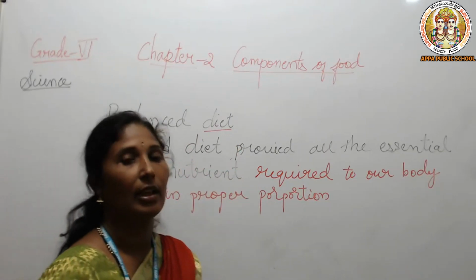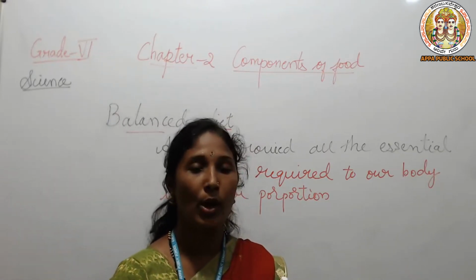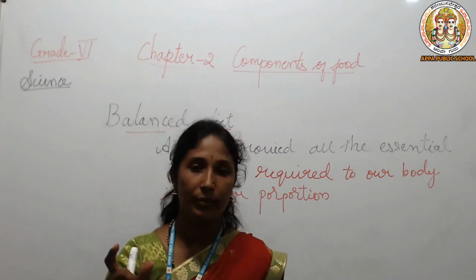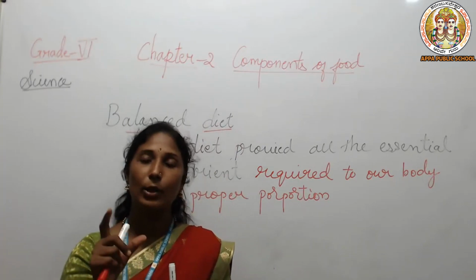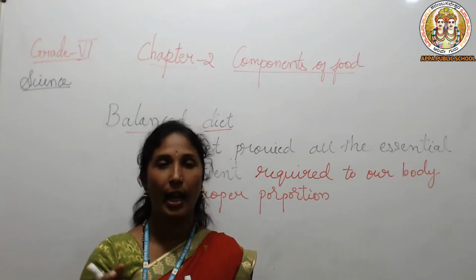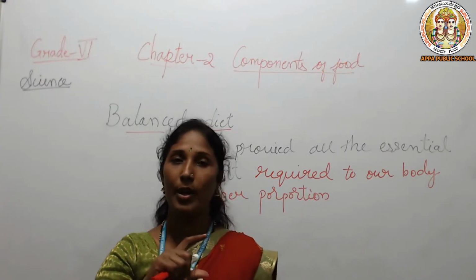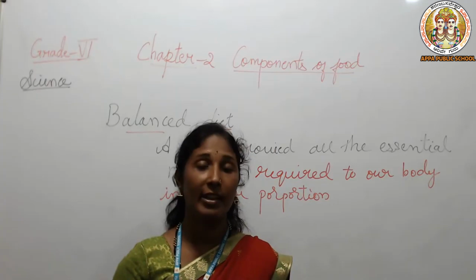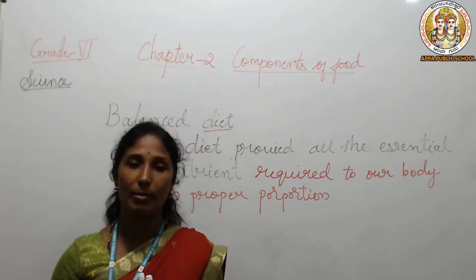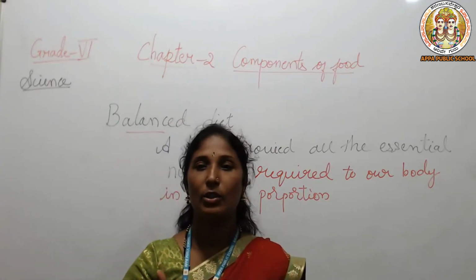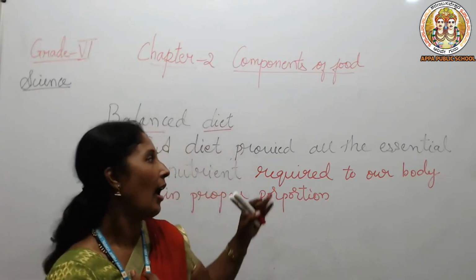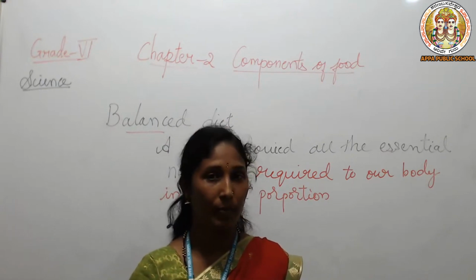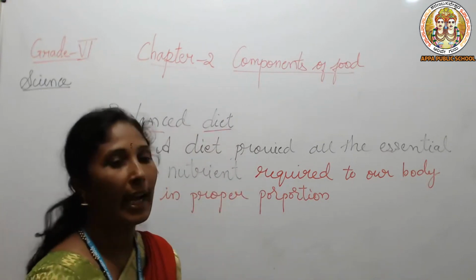For this balanced diet, what you have to do? You have to prepare one chart, daily one chart. So today, what to eat? In the morning you eat rice and dal, so you got carbohydrates and protein. And in the afternoon you eat chapatis and vegetables, from which you get vitamins and minerals. That way you make the chart, and you understand that today I ate a balanced diet. I got all the nutrients in a proper proportion. So this way we can make a chart.